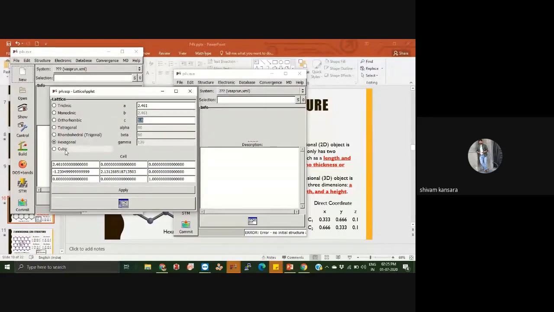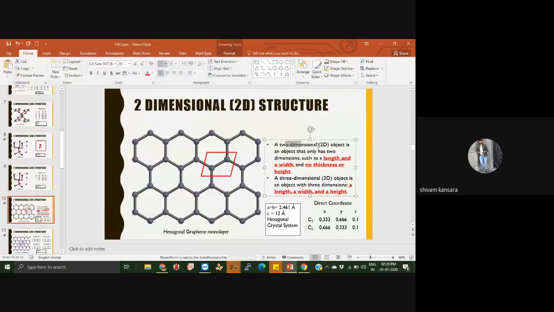Now up to now we were talking about the cubic system where A is equal to B is equal to C, but now the hexagonal system where A is equal to B but not equal to C. So we should put here the value of A and C. We know the value of A, which is 2.4601, but what is the value of C? In the 2-dimension crystal structure, we should confine any one dimension. Here I have mentioned already, in a 2-dimension object there is only length and width, no thickness. So we should confine any one dimension.